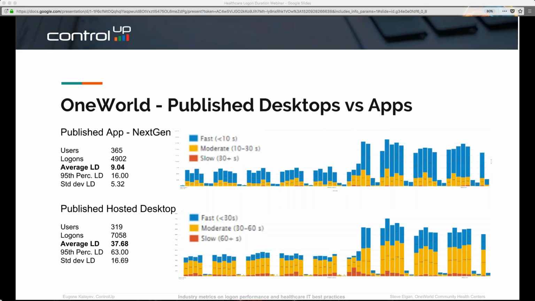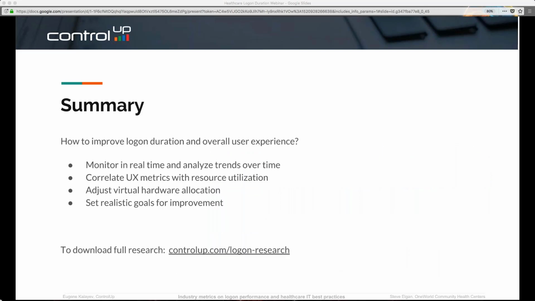Yeah, but look, listening to actual feedback from users leads us to start summarizing what we saw here. One of the key tips, which I hope Steve can agree with, is that you should monitor in real time and analyze trends over time. It's especially important to look at the actual numbers, check the numbers yourself, and look at the actual user experience feedback.